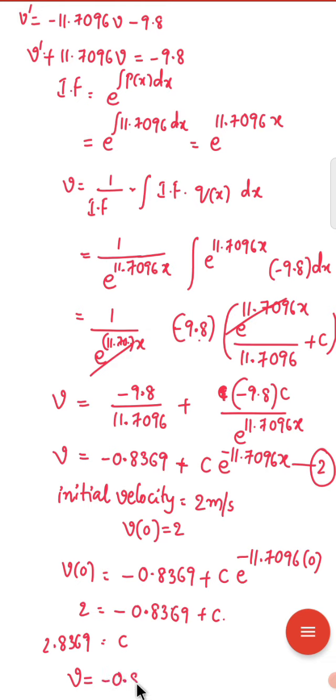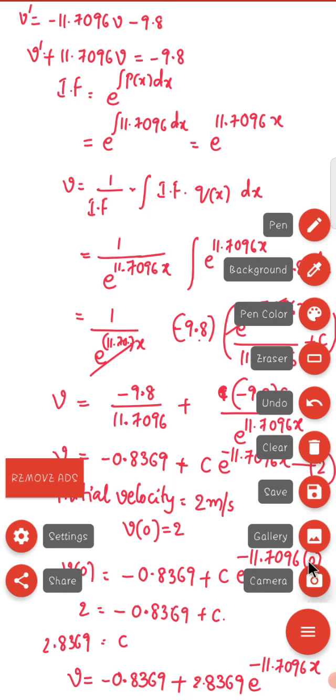So we found v is equals to minus 0.8369 plus 2.8369 e to the power of minus 11.7096 x. This is the solution we got. Now we find what are the questions they asked, right? Let's save this one.